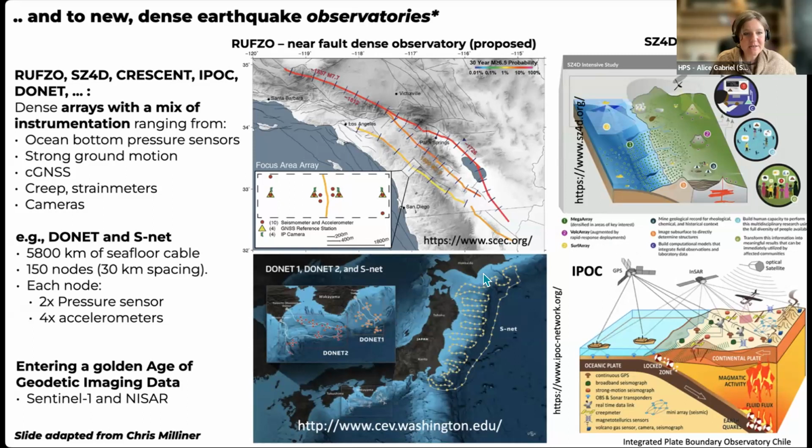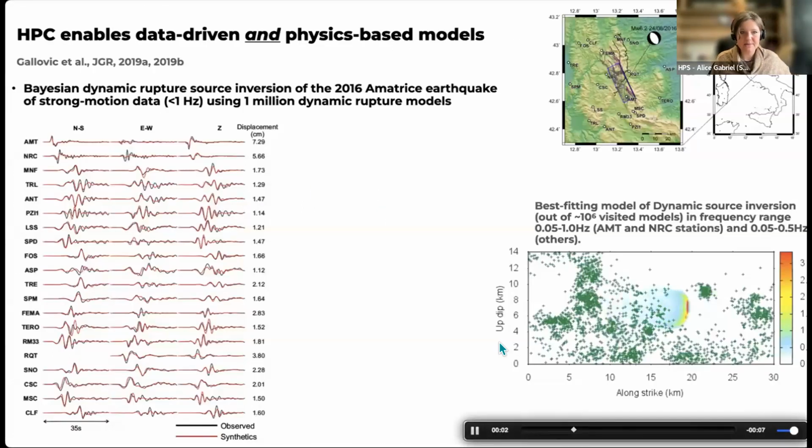There's DONET and SNET, Japanese efforts, which are already operational, which, for example, include almost 6,000 kilometers of seafloor cable, really improving what we can see in terms of near trench subduction zone seismicity. And we're also entering a golden age of geodetic imaging data with the NISAR mission coming up at this moment. So these data sets could be utilized together with high performance computing to advance earthquake seismology.